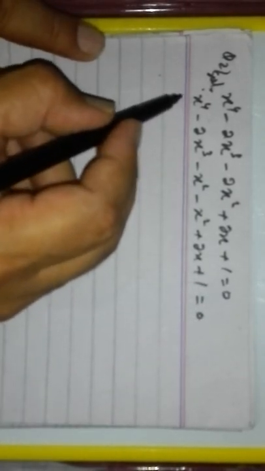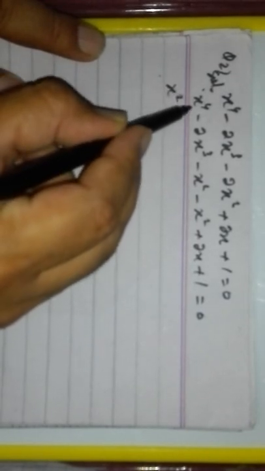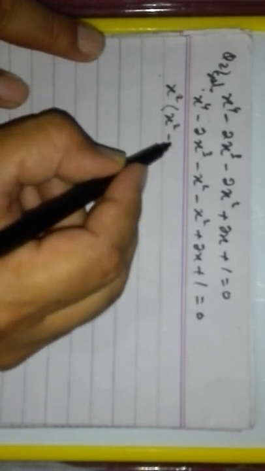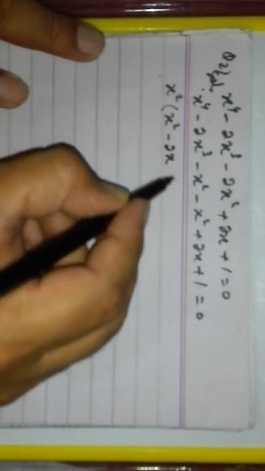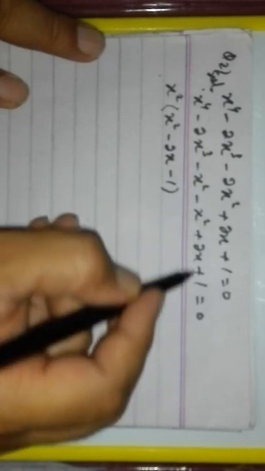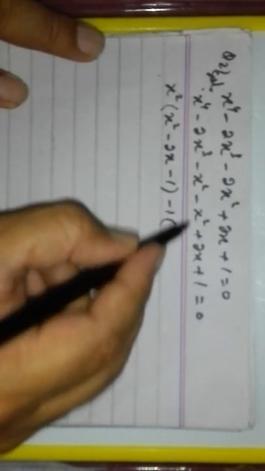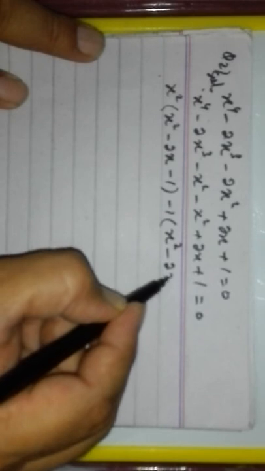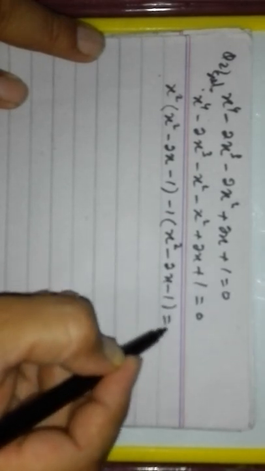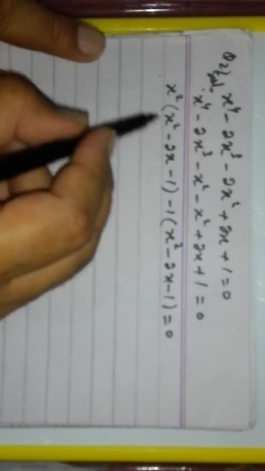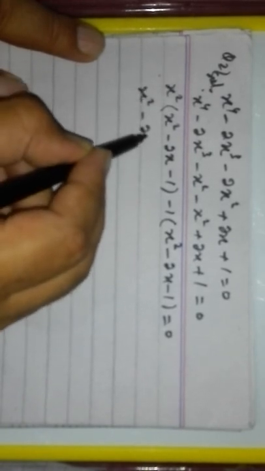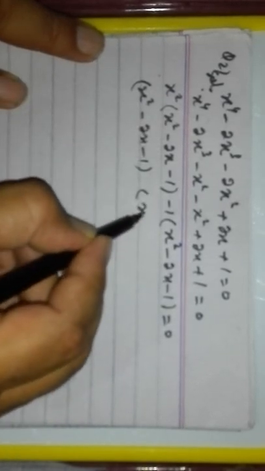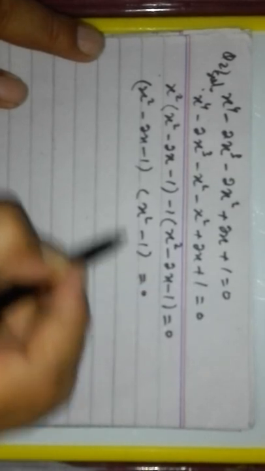Now take common x square from these three terms. We get here x square minus 2x and minus 1, and take minus 1 common from these three terms. We get x square minus 2x minus 1 equals to 0. Now take common x square minus 2x minus 1 from these two terms, so here remains x square minus 1 equals to 0.